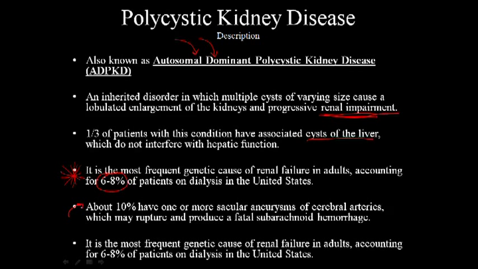Okay, also about 10% have one or more saccular aneurysms of cerebral arteries, which may rupture and produce a fatal subarachnoid hemorrhage. So you may actually have an aneurysm in the brain. That's something to keep in mind too, that for some unknown reason, polycystic kidney disease can cause this as well. And it is the most frequent genetic cause of renal failure in adults, accounting for 6 to 8% of patients on dialysis in the United States.